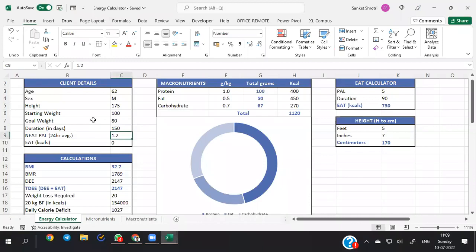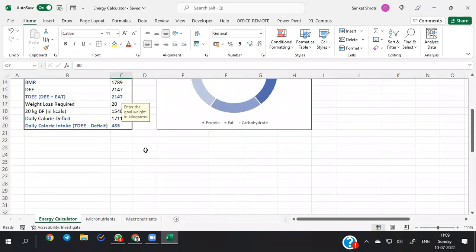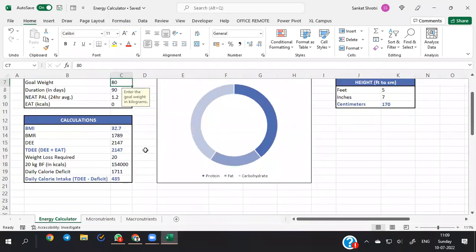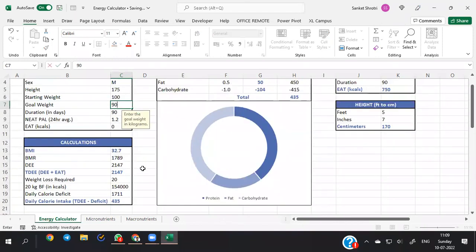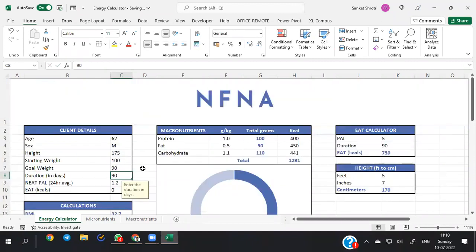Okay. So PAL we are taking as 1.2. Duration is approximately, he signed up with me for 3 months. So 3 months means that's 90 days. And goal weight is definitely not going to be 80 because he's going to be left with very little calories. We'll try to keep the goal weight as 90. Let's see. Okay, 1300 calories he gets when the goal weight is 90.